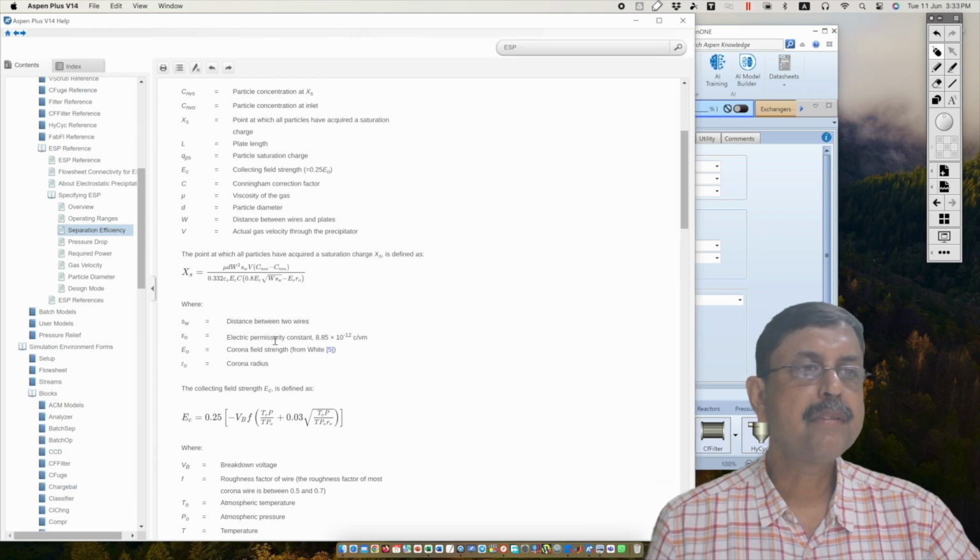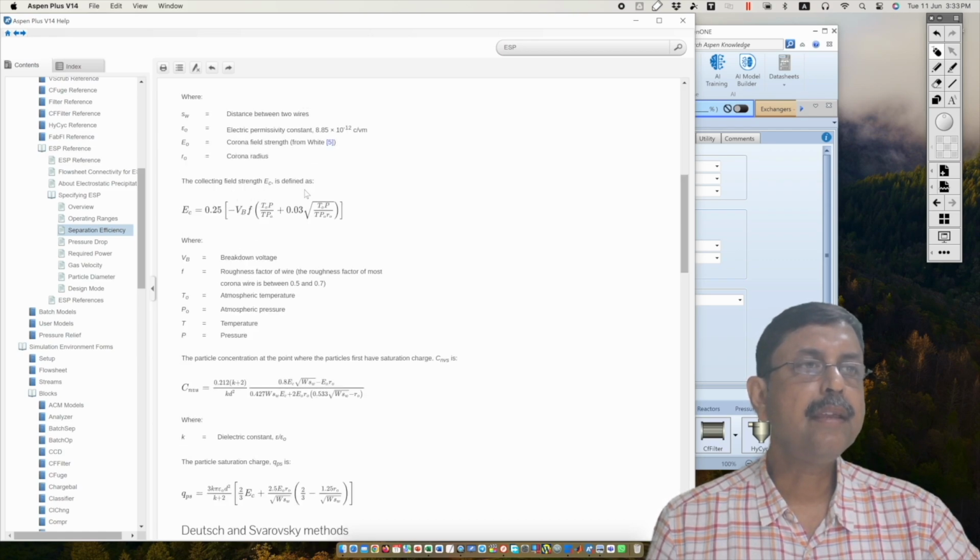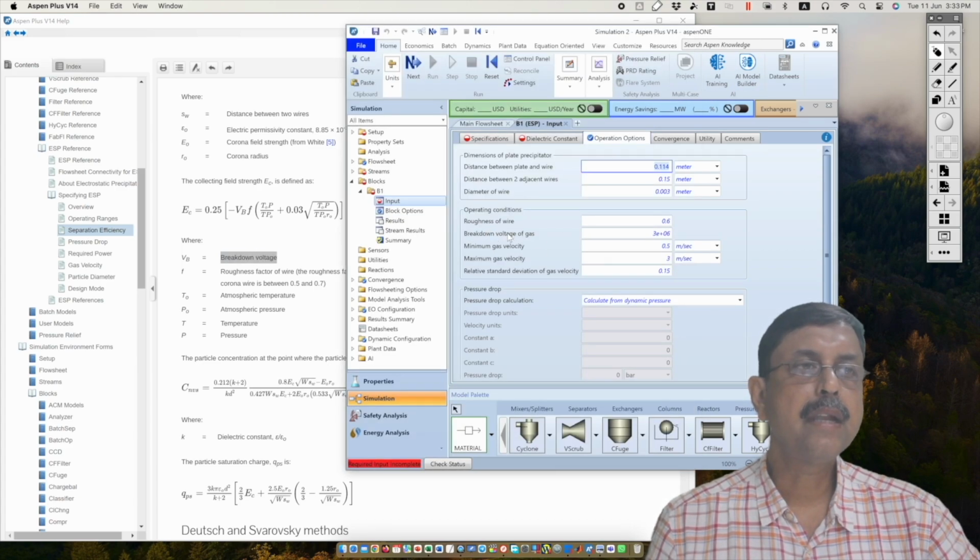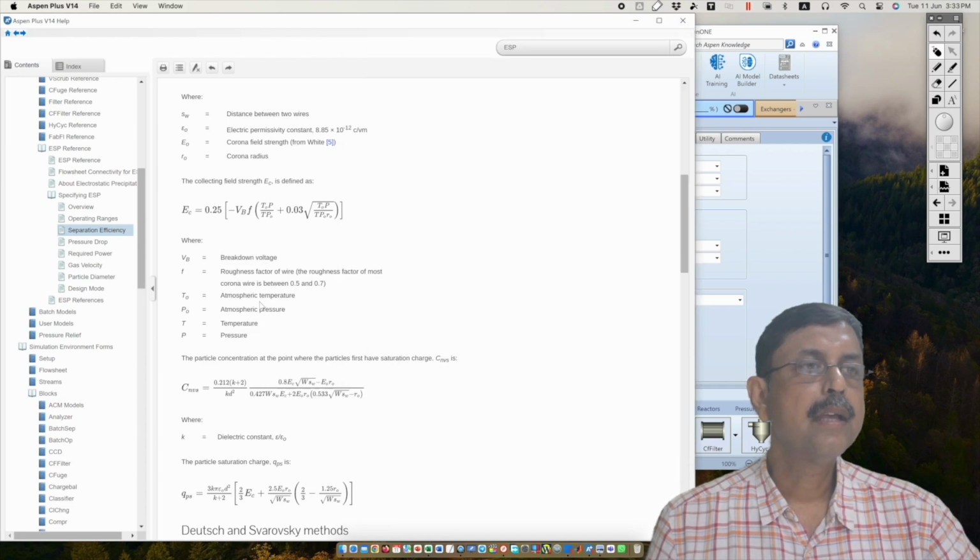The electric permittivity constant is 8.85 times 10 to the power minus 12 C per Vm. Then the collecting field strength EC is defined by this equation, where you need to specify the VB, that is the breakdown voltage, and the roughness factor of the wire. By default, it is given as 0.6. You need the information on atmospheric temperature, atmospheric pressure, and the operating temperature and pressure. All of them you have to give over here.